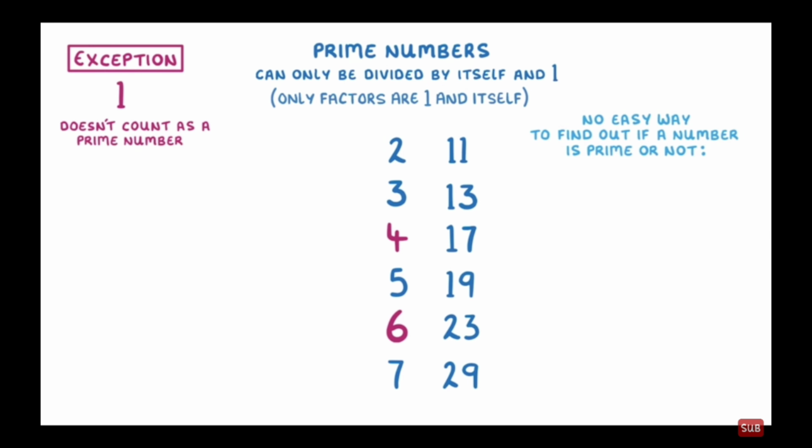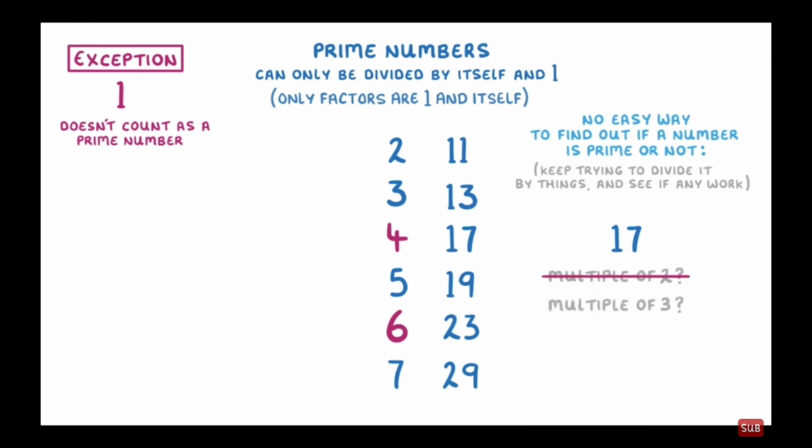Now, there's not really any easy way to find out if a number is prime or not. You basically just have to keep trying to divide it by things and see if any of them work. For example, if we took the number 17, we could think to ourselves, is it a multiple of 2? No. Is it a multiple of 3? No. And so on, working our way through the numbers until we're happy that it's not divisible by any whole numbers except 1 and 17.